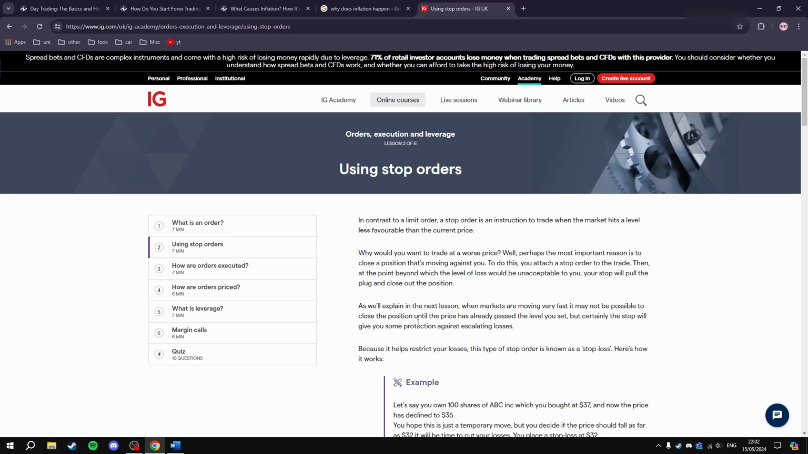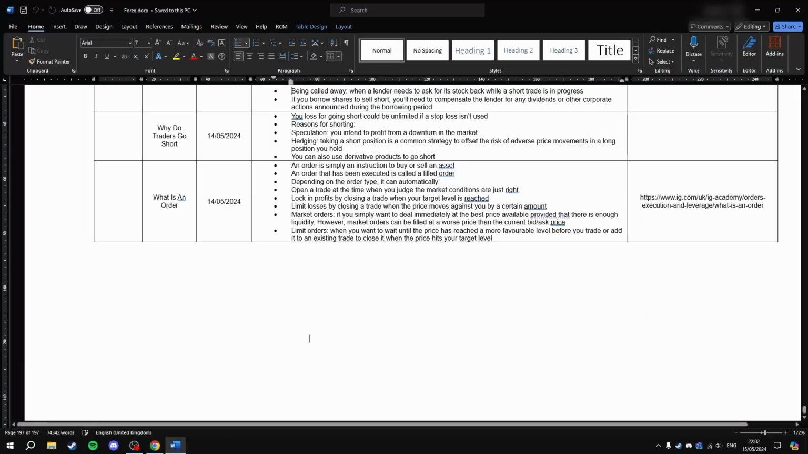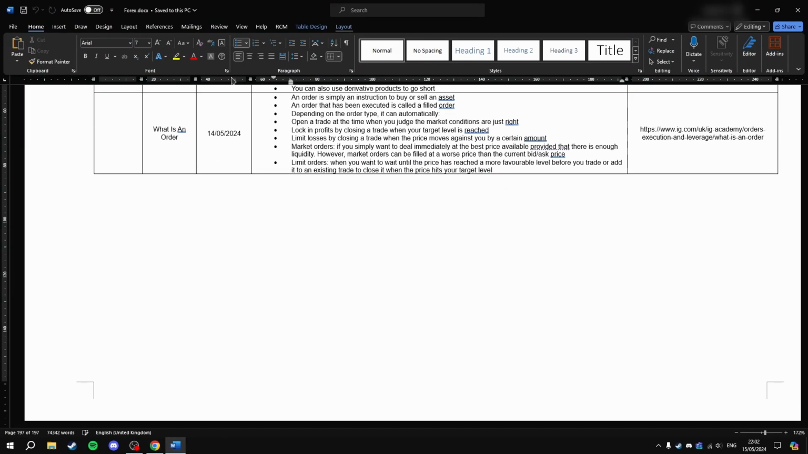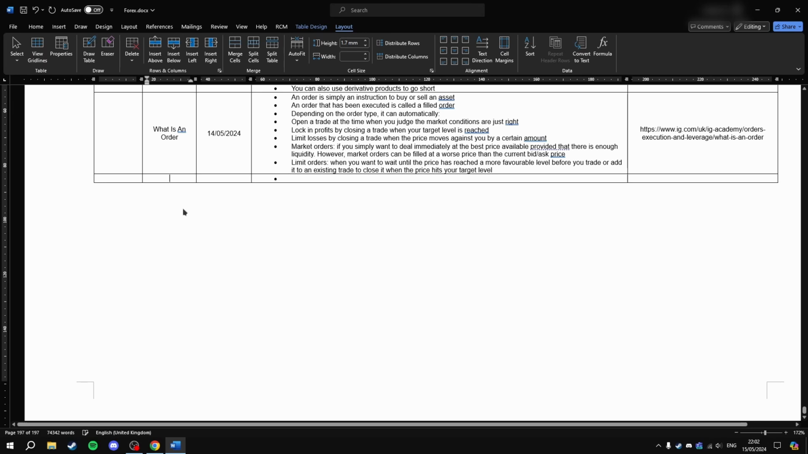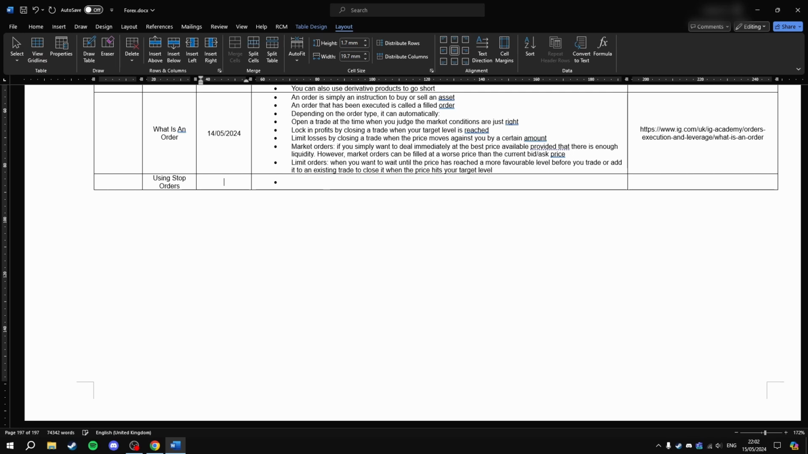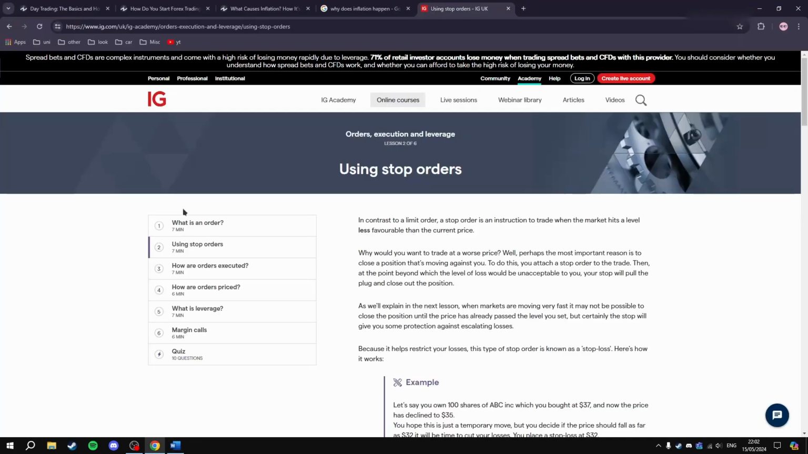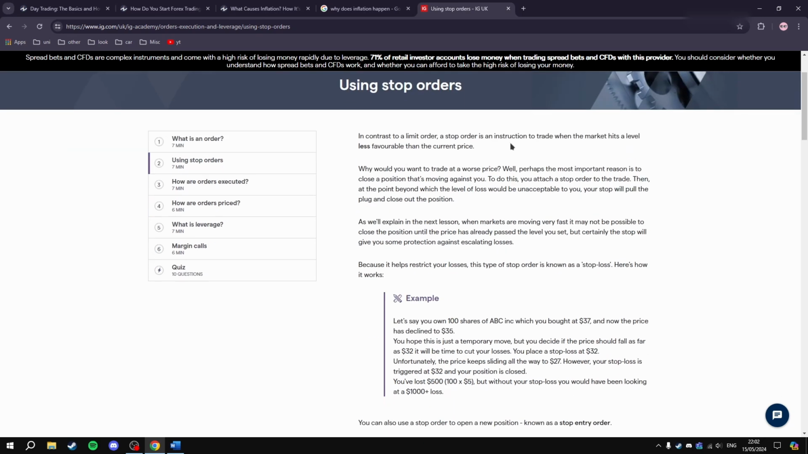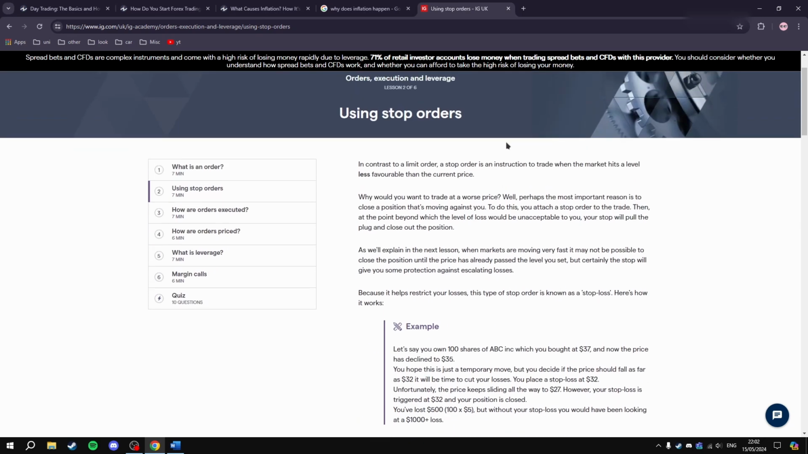So now we're on to using stop orders. In contrast to a limit order, a stop order is an instruction to trade when the market hits a level less favorable than the current price.